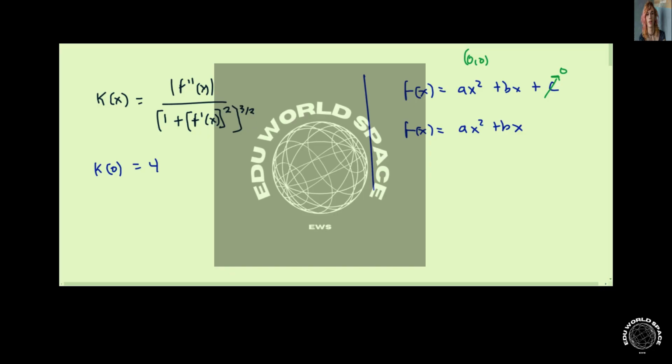Now let's go ahead and find our derivatives and everything, and then we can go from there. So let's take the first derivative. So f prime is going to be 2ax plus b. Then we can take the second derivative, which is just going to give us 2a. And now let's go ahead and take all these and plug them in over here.